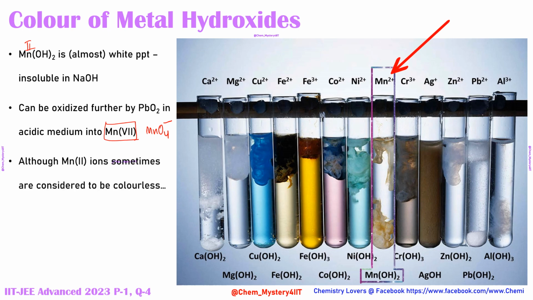And this is again, we are emphasizing that although manganese 2+ ions are sometimes considered to be colorless, they are actually very, very light pink. So their precipitates also can be considered the same way. If it was colorless, we can consider that the precipitate is going to be white. If it is very light pink, then the precipitate can have some pinkish tinge, as you can see over here. This is not exactly white.